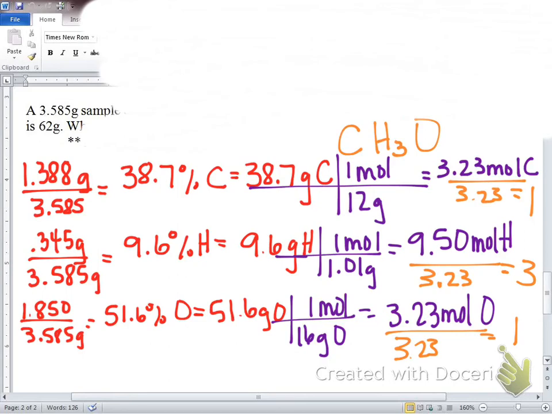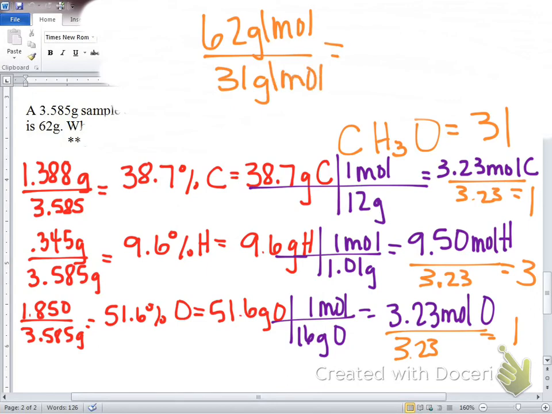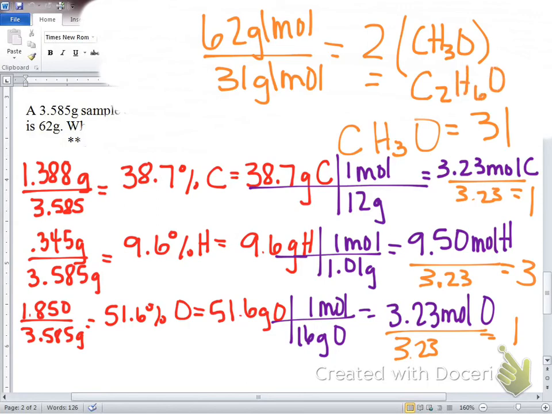What's the molar mass of CH3O? 31 grams per mole. So if we have a molecular formula molar mass of 62 grams per mole, and an empirical molar mass of 31 grams per mole, that means the ratio between the empirical formula and the molecular formula is 2. So we distribute that 2 to the empirical formula, which leaves us with a molecular formula of C2H6O2.